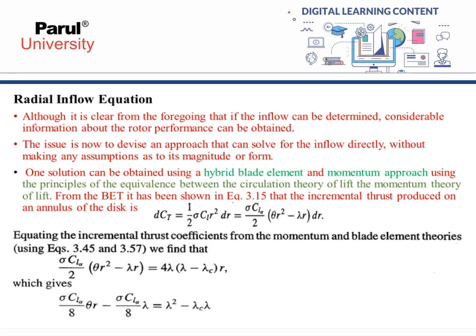It has been shown in equation 3.15 that the incremental thrust produced on an annulus of the disc is dC_T = 1/2 σ C_l r² dr = (σ C_lα / 2)(θ r² − λ r) dr. Equating the incremental thrust coefficient from the momentum and blade element theory equations, using equations 3.45 and 3.57, we find that (σ C_lα / 2)(θ r² − λ r) is equal to 4λ(λ − λ_c) r, which gives (σ C_lα / 8) θ r − (σ C_lα / 8) λ = λ² − λ_c λ.